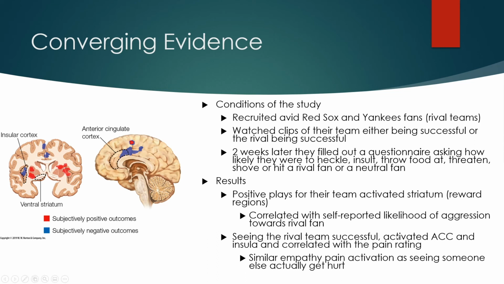But when they saw the rival team successful, it activated the ACC and Insula, which is what we've been showing is really active for pain and empathy, or unpleasantness in general. It's like, oh, that doesn't feel good. That's what I was getting at. So it's the same kind of activity patterns as we saw with pain and empathy. So there's really something to feeling unpleasant when you're seeing bad things, and feeling really good when you're seeing good things, that correlates with wanting someone else to fail.